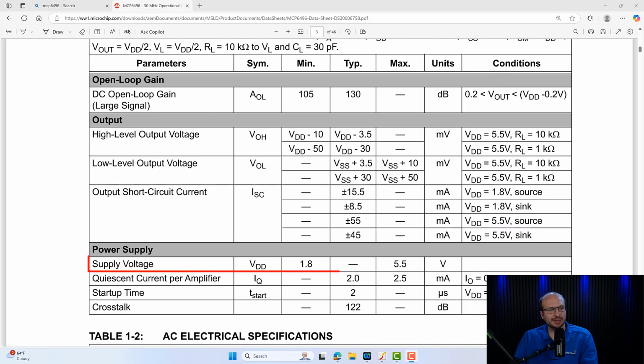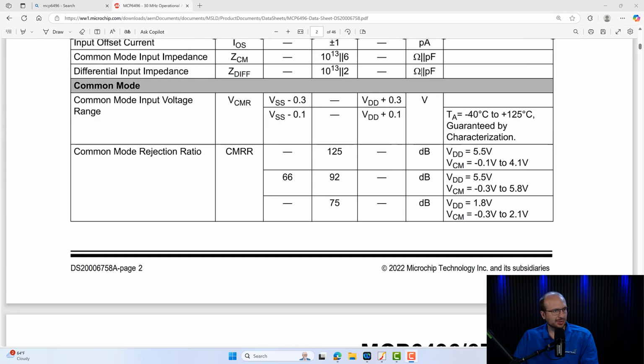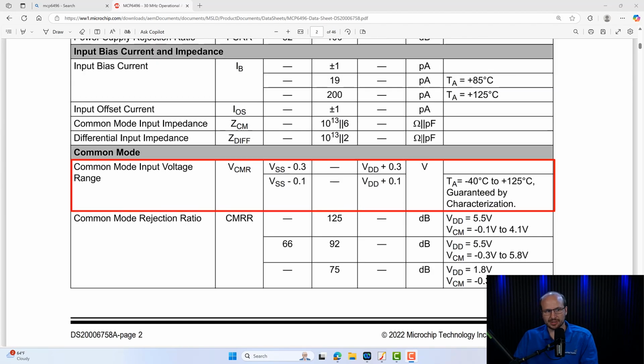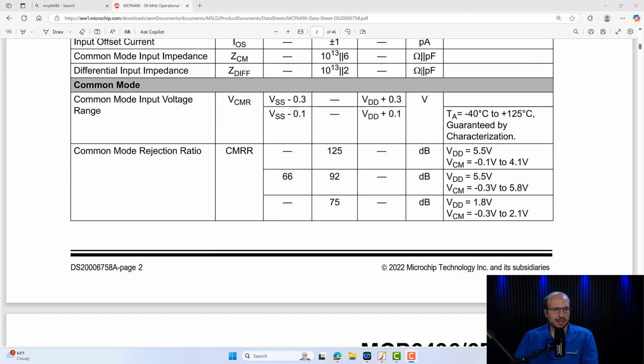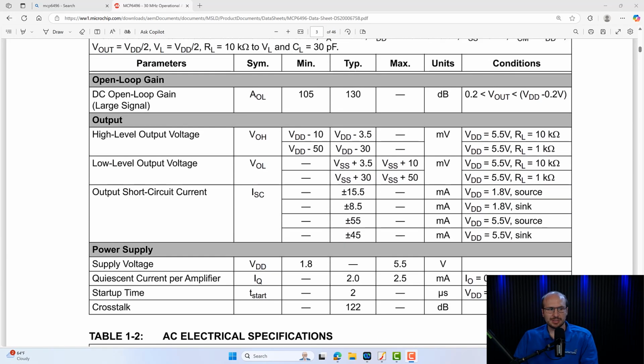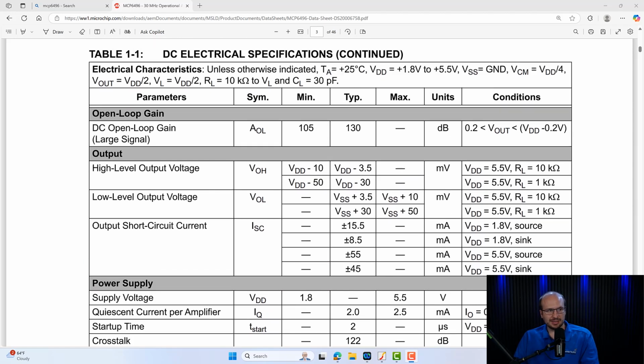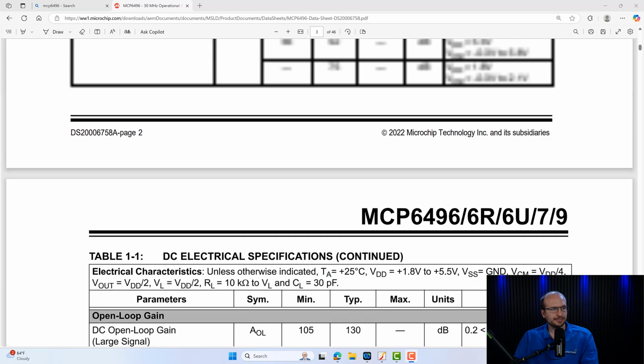In your op amp's datasheet, take a look at the supply voltage spec, as well as the high-level output voltage or low-level output voltage, the VOH and VOL, and take a look at the common mode input voltage range to see what the range of your op amp can be. So in this case, for the MCP6496, the supply voltage can be between 1.8 volts and 5.5 volts, so that's VDD minus VSS. The highest the output voltage can be is VDD minus 10 millivolts under these conditions, and the lowest the output can go is VSS plus 10 millivolts given these conditions.